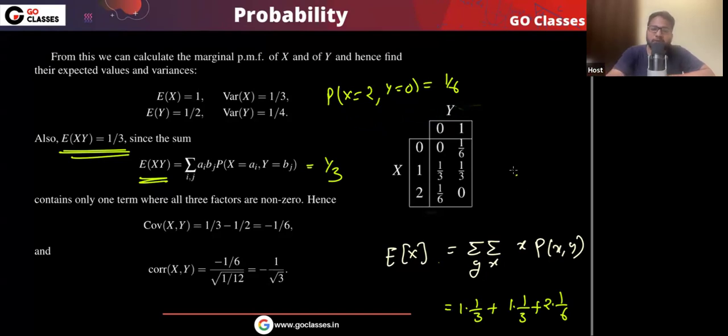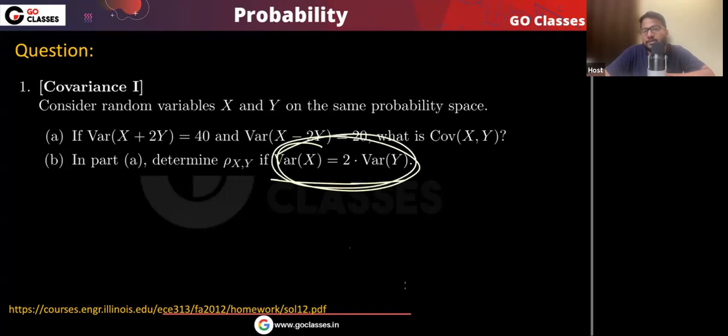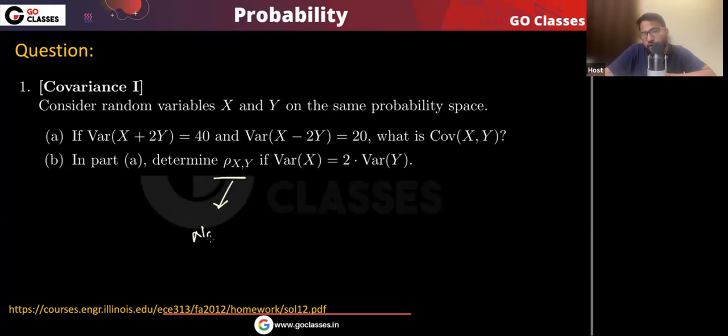Okay, so let's do more questions and you will get to understand this particular concept more. For example, here they are saying, suppose X and Y are two random variables. Variance of X plus 2Y is given to be 40, and variance of X minus 2Y is given to be 20. What is the covariance? And if variance of X and variance of Y have this relationship, then what is the correlation? This is the notation for correlation.